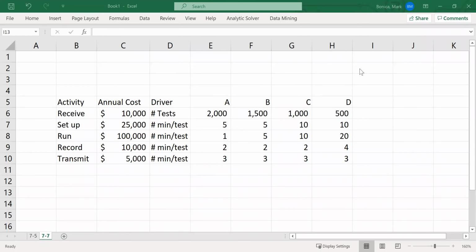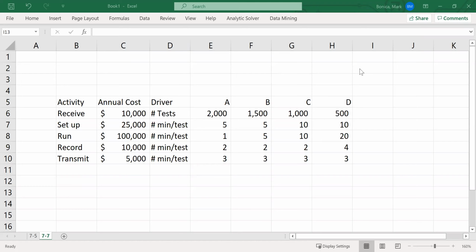In 7.7, we're going to be applying ABC, or activity-based costing techniques, to a laboratory. The first thing I've done here is copy the table for 7.7 into Excel. And part A asks us to calculate the allocation rate for each activity.